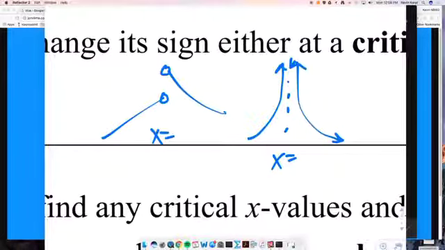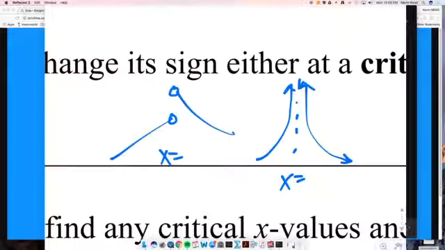And critical values, first and foremost, have to be in the domain of the function. But can the graph change from increasing to decreasing or decreasing to increasing there? Yeah, obviously it does, right? The one on the left goes from increasing to decreasing. So f prime changed from positive to negative. Similarly on the next one, f prime changed from positive to negative.